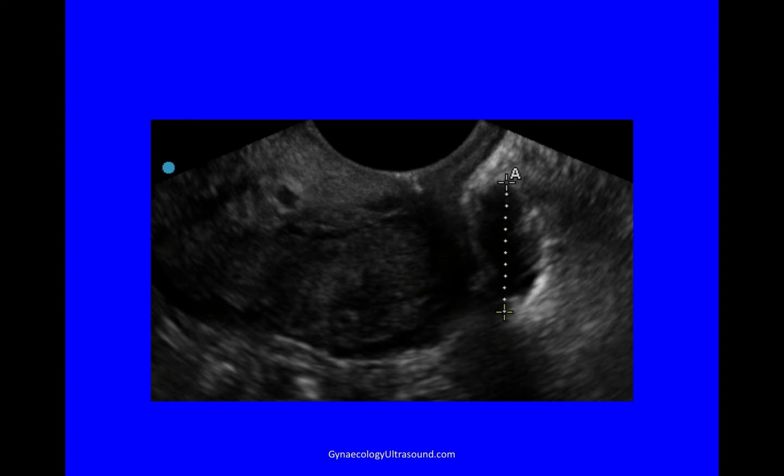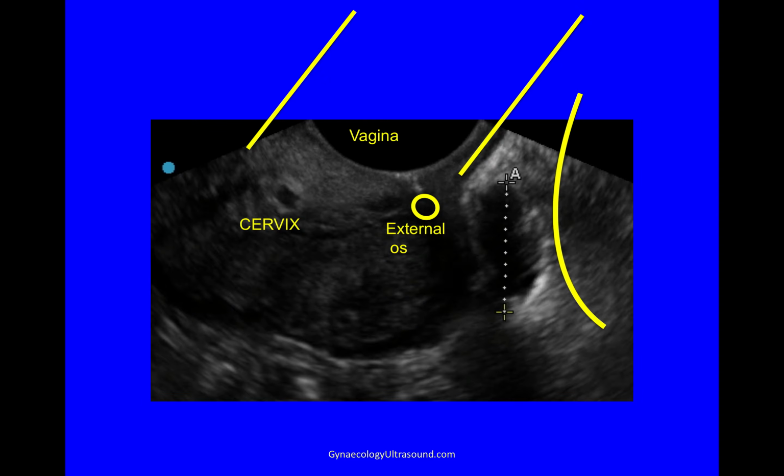Here is an ultrasound image showing you the anatomy slightly better. This is the cervix, again seen in a longitudinal plane. There's the external os. This is the vagina. That's the lower bowel. That's the rectovaginal septum. And then this is the pouch of Douglas.